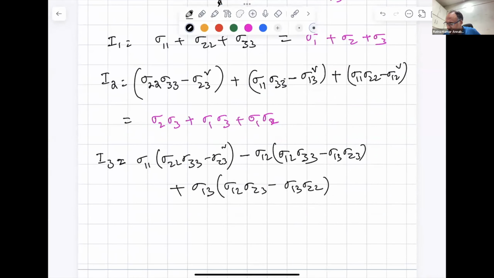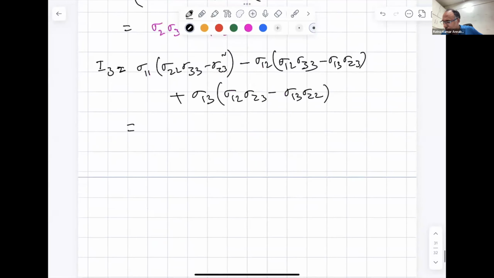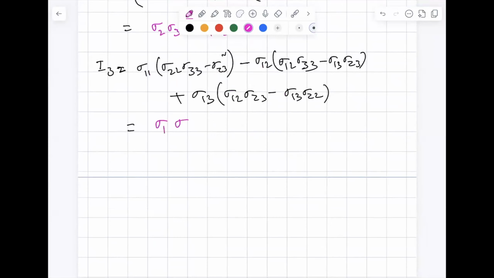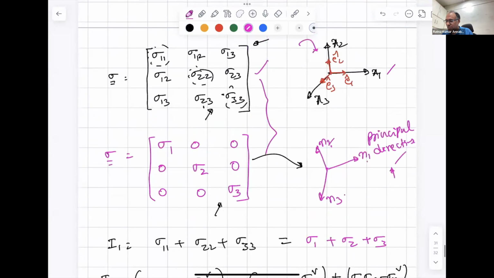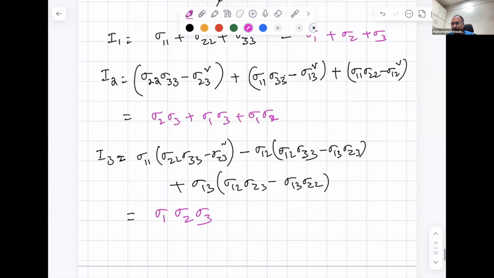How about the last with respect to the principal frame? What should be the value? Sigma 1 into sigma 2 into sigma 3. That is your determinant, right? So if you have to compute the invariants, it's much easier to compute in the principal frame of reference because they have to remain the same, right? If you know the principal stresses, it's much easier to compute these invariants. Anyway, so these three are the invariants of your stress tensor. Okay?